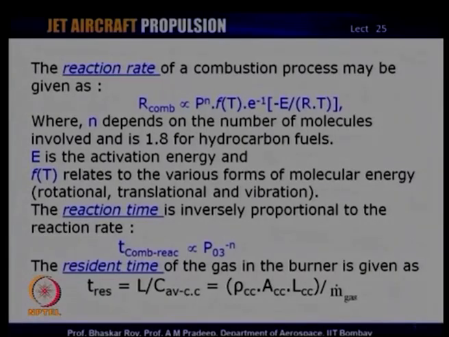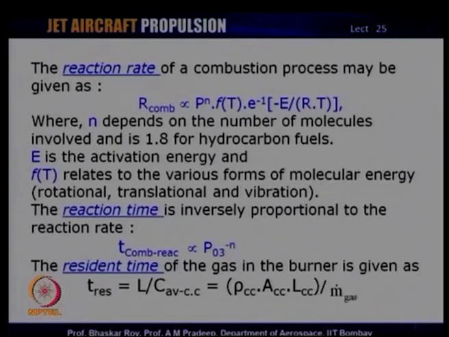Now, the resident time of the gas inside the burner can be given in terms of the length of the combustion chamber divided by the average velocity through the combustion chamber. As we have discussed, the velocity may vary a little locally inside the combustion chamber, and the length of the combustion chamber can be decided, of course, by the density of the combustion chamber, the area across the combustion chamber, which to begin with we can assume to be constant, and then all that decided by the mass flow of the gas through the combustion chamber. So, all that together decides what the resident time is going to be.